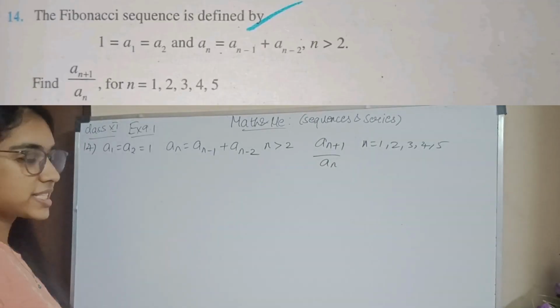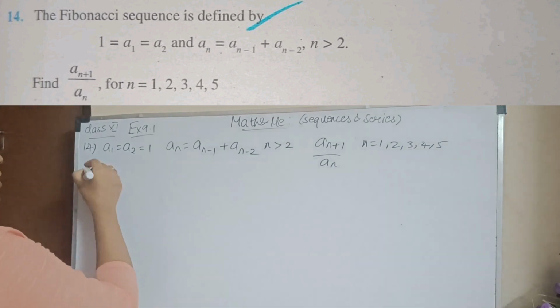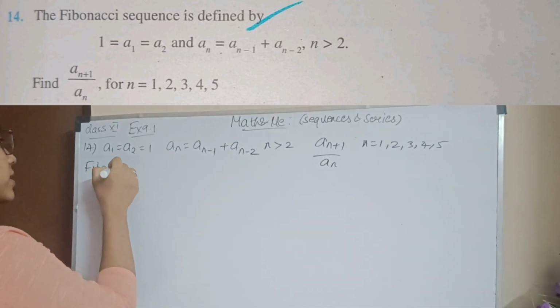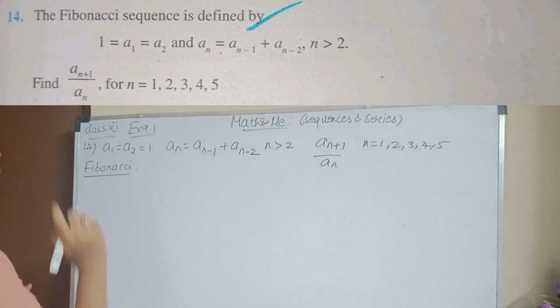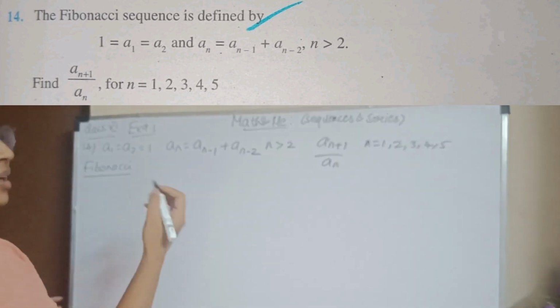Last and the final question of the exercise. So we are given a Fibonacci series. I'll explain it once we find the answers. So A1 and A2 are given as 1. So I need to find my other terms.